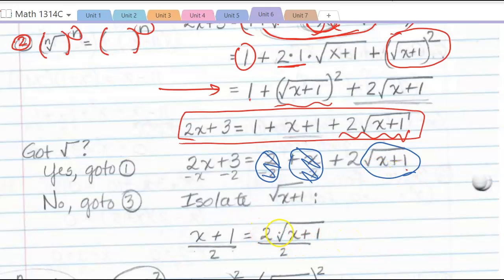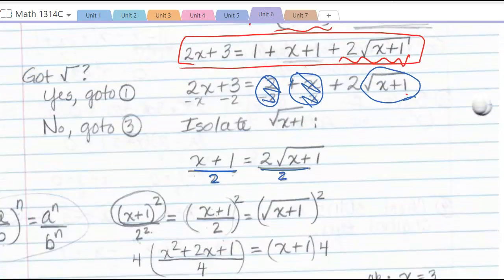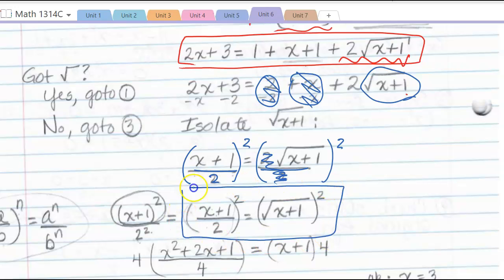So I need to get rid of this 2, so I'm going to divide both sides by 2. And then we can see that now I need to square both sides. Since I couldn't really divide this, I'm just going to put one set of parentheses on this side, one set of parentheses on this side, which the 2's canceled out. Since this is a square root, I need to square both sides. So that's what you see right here. That I am squaring both the sides.